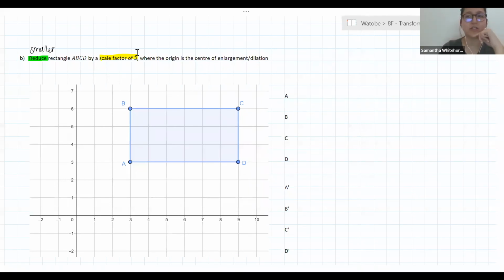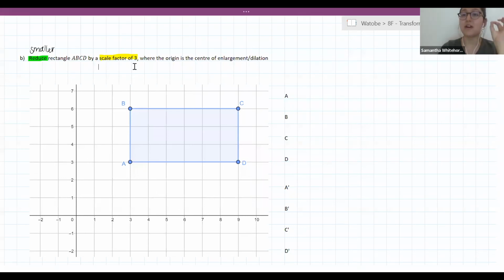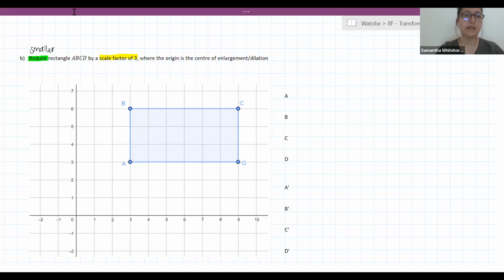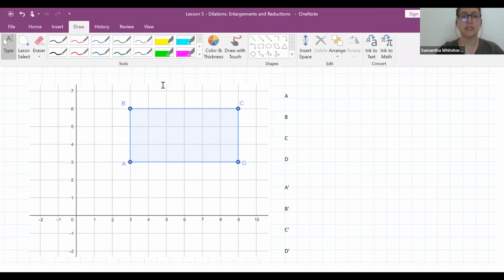And already I can see on the chat some awesome inferences being made here. We are now going to have to divide. If we want to make something smaller, I will divide. And so when I'm doing reductions, I'm now going to divide all of my original coordinates by the scale factor. I'm going to write that in a second, but let us write down our original coordinates for A, B, C, and D.